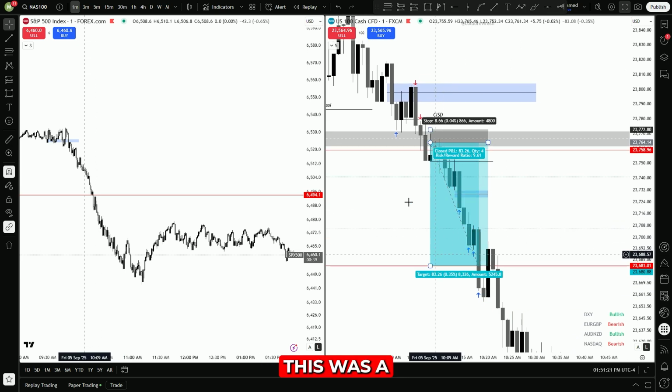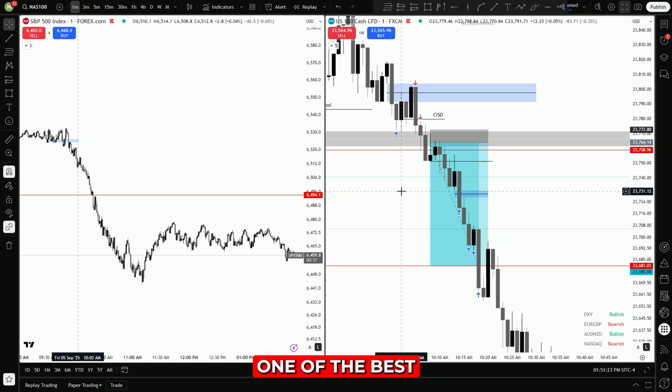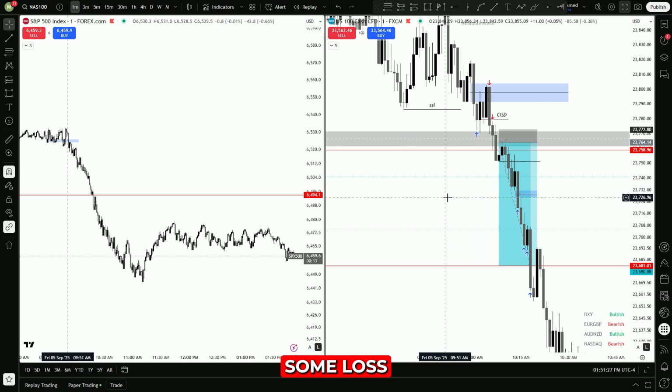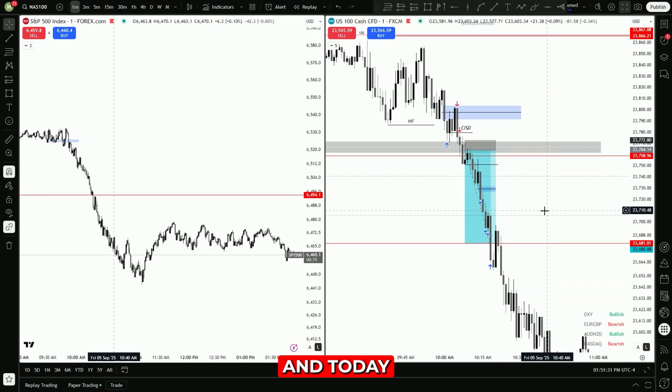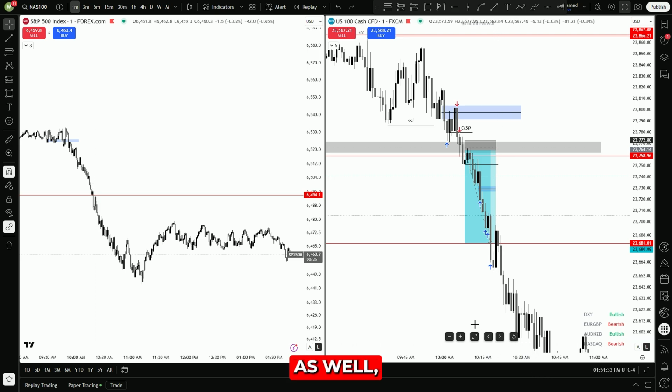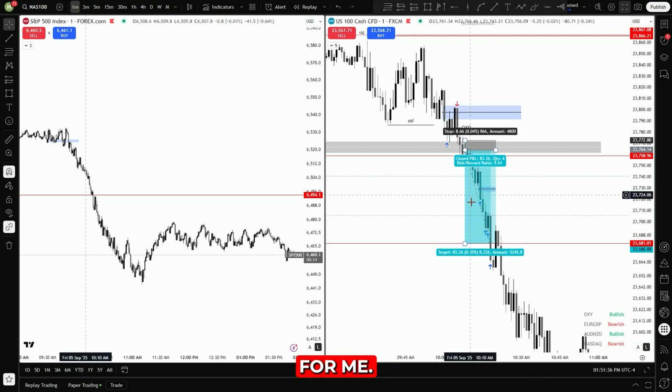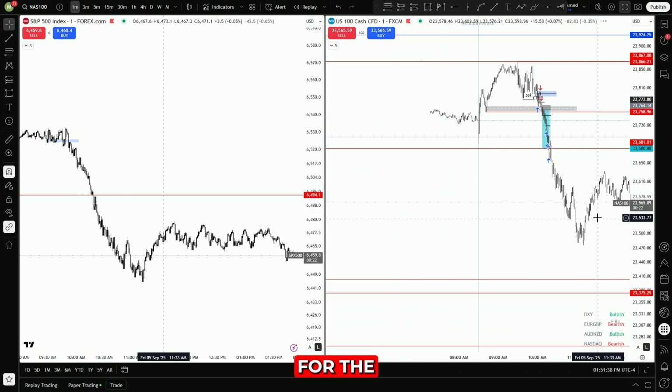This was a simple trade, one of the best trades that I did in the recent week, because yesterday we took some loss and I was down like $300, and today we're up like $400 as well, which is kind of a great thing for me. And now I'm just gonna continue looking for the bearish trades.